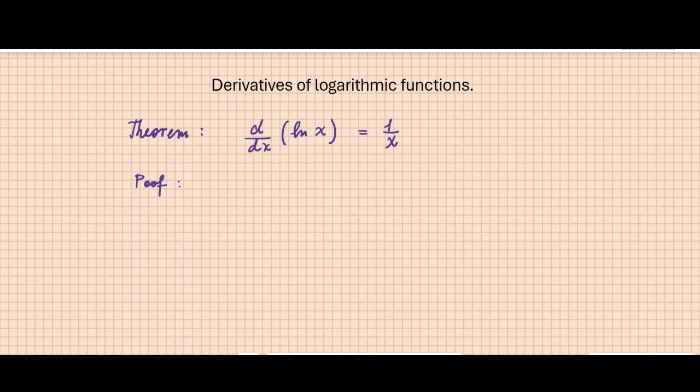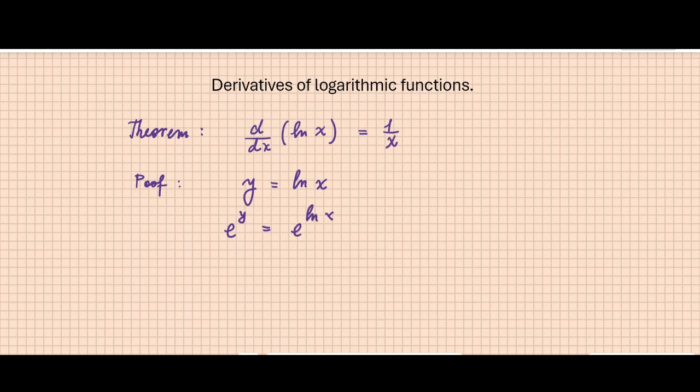Proof. What I'm going to do, guys, I'm going to consider function y equals ln of x. And I'm going to solve it for x. I'm going to take e to the power of y and e to the power of ln of x on both sides. You are going to see why I'm doing this.